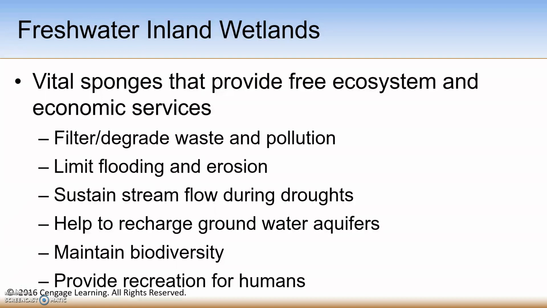Freshwater inland wetlands are sponges that provide ecosystem and economic services. And when I refer to sponges, that means that they absorb water when it rains and help control flooding. So some examples of the different ecological and economic services that they provide are they filter and degrade waste and water pollution. So to me, they act like nature's kidneys. They limit flooding and erosion. They sustain stream flow during droughts. They help recharge groundwater aquifers. They definitely maintain biodiversity and are known as a hot spot for biodiversity. And they provide recreation for people.